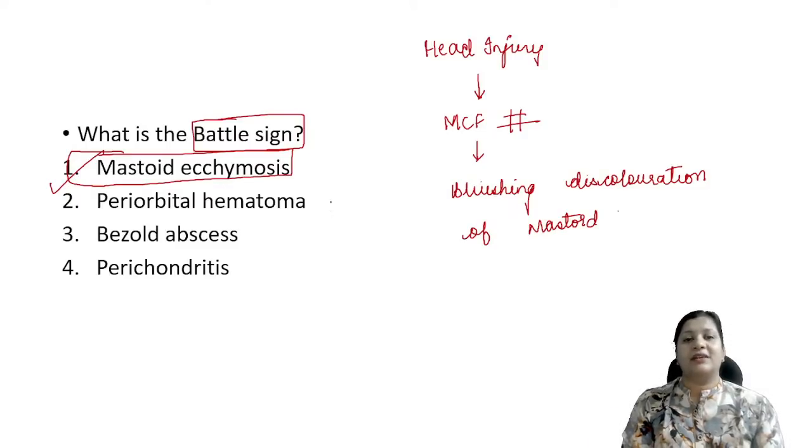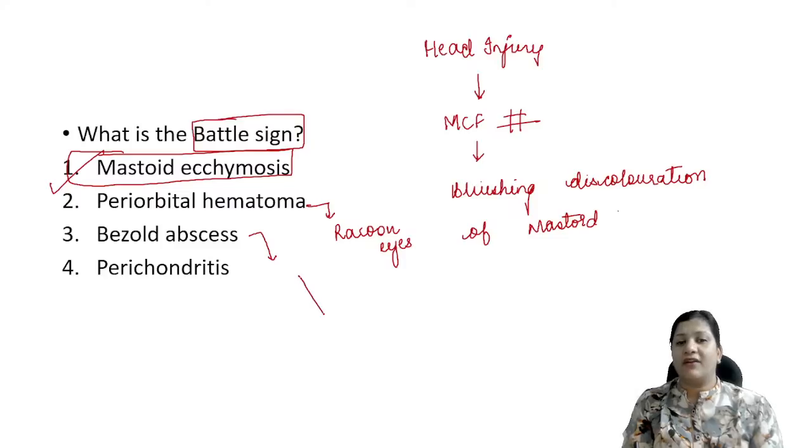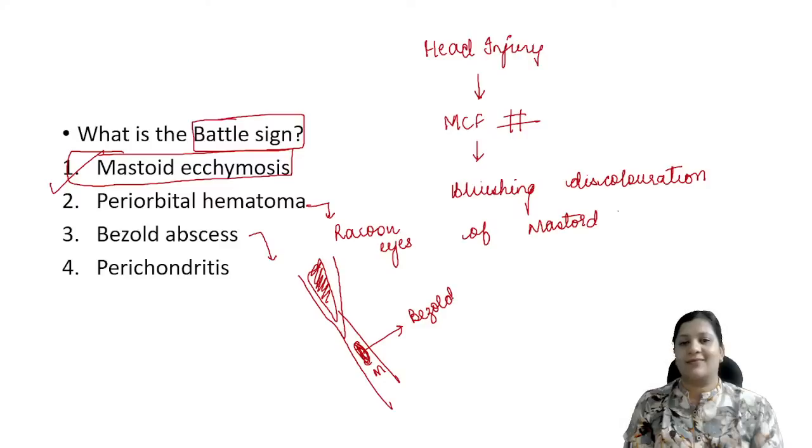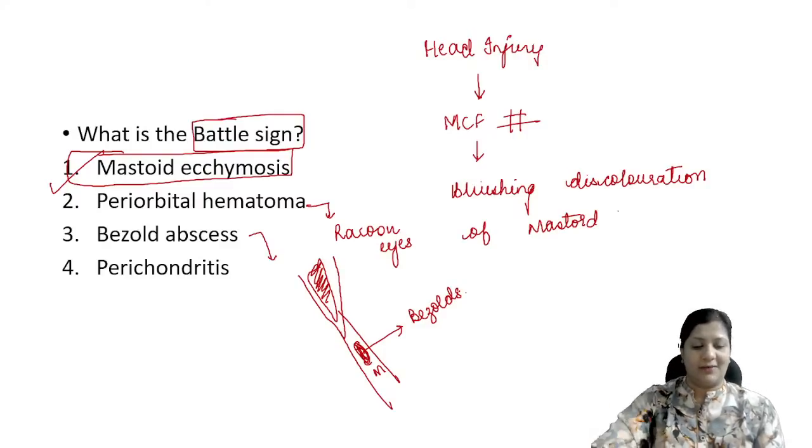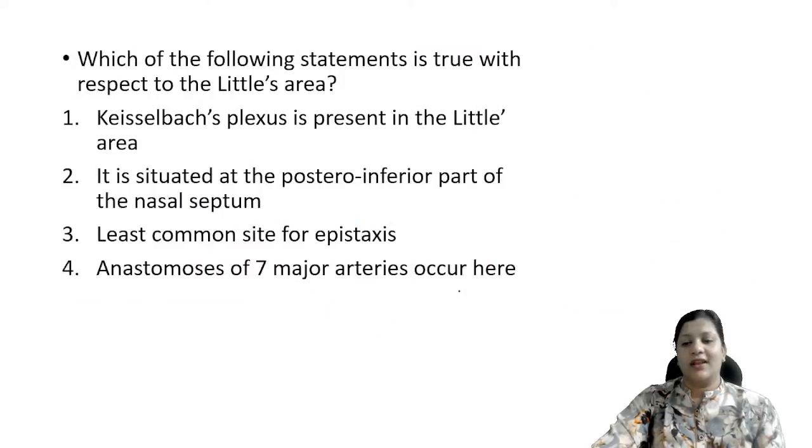Now, whenever there is a periorbital hematoma, you will see one sign which is called raccoon eyes, also called panda eyes. Bezold's abscess is whenever the pus trickles from the mastoid. So if there is a mastoiditis and the pus goes into the sternocleidomastoid muscle, we call that abscess a Bezold's abscess. And in perichondritis, there is no specific name given to the sign. Okay, let's go to the next question.